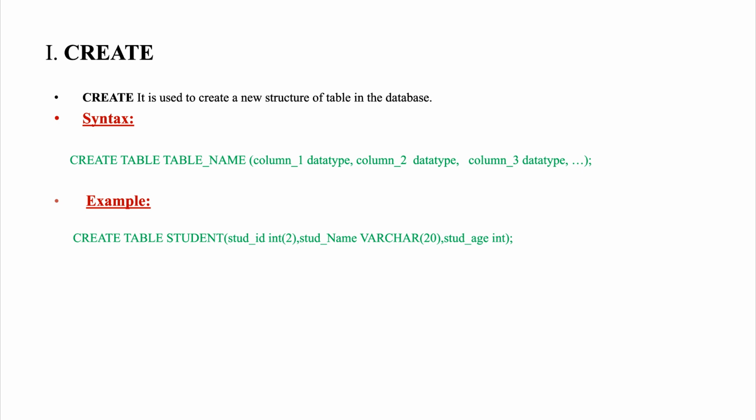Let's see one example. So we can create a student table using the create command. Example: create table student, in brackets student id int, comma, student name varchar, comma, student age int. These are the data types. So the student id column data type is integer, student name data type is varchar and student age data type is int.